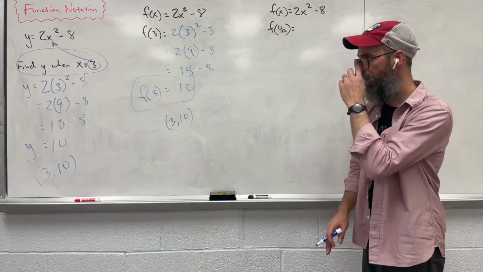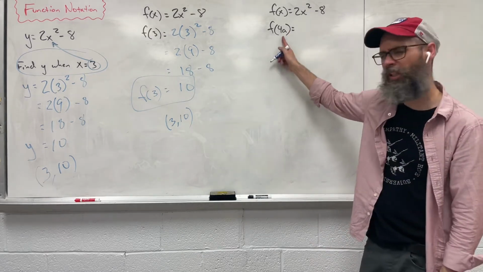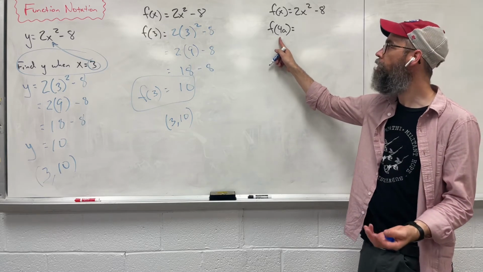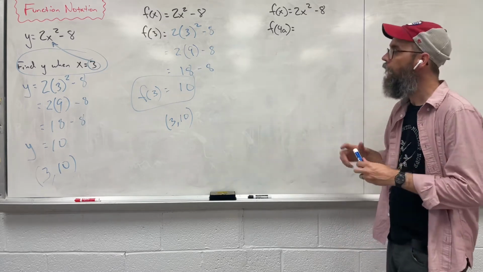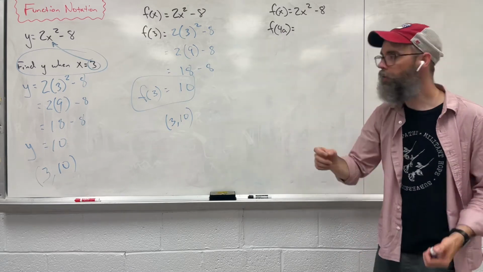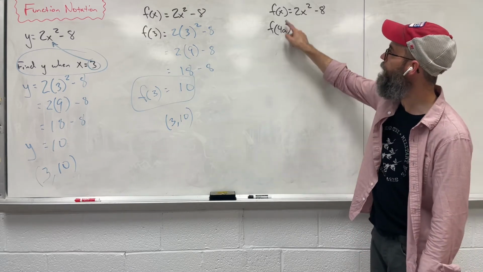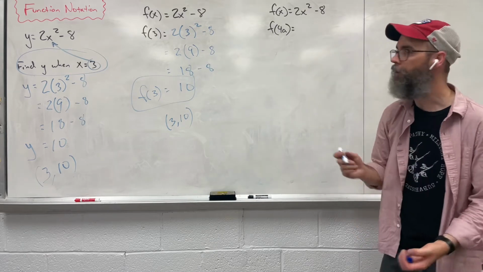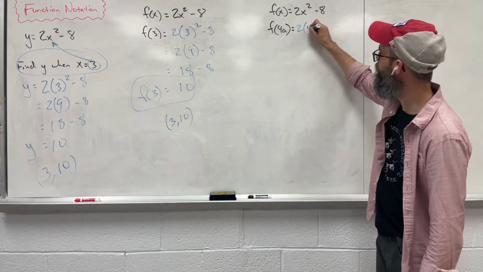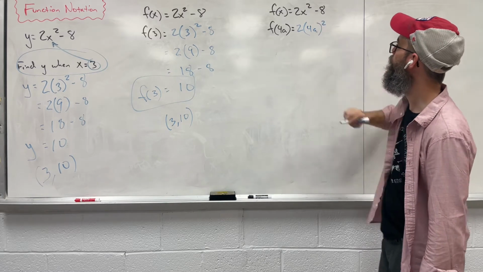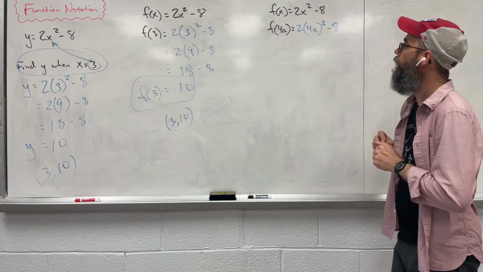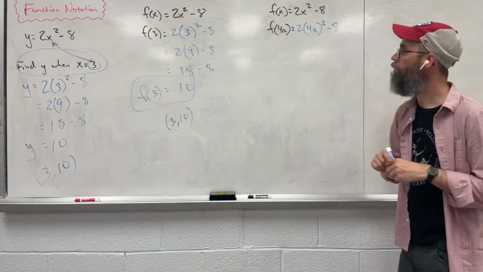Can I do that now, but instead of having just a number, what if there's a number and a variable? What if there's an expression here? Well, let's do the same thing. Find y when x is 4a. Basically, I'm taking this 4a and inputting it everywhere I see an x. So I'm going to say 2 instead of x. I'm going to say 4a exponent minus 8. Still follow order of operations.